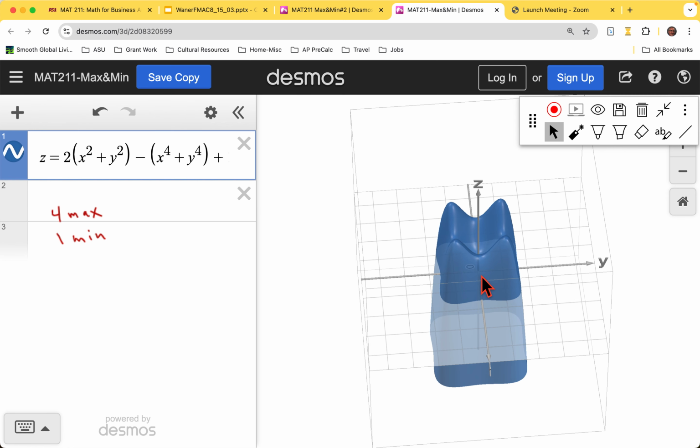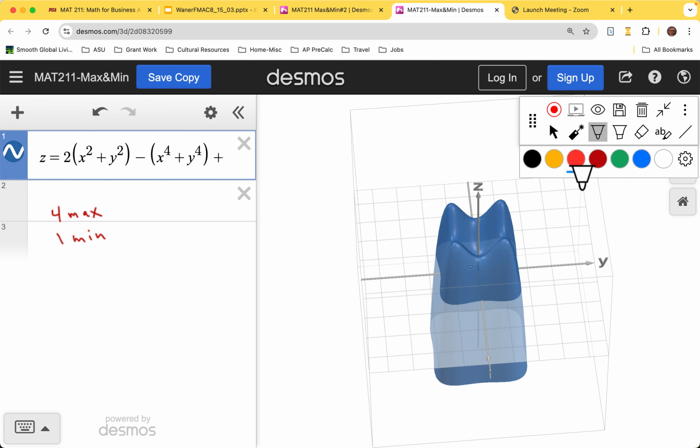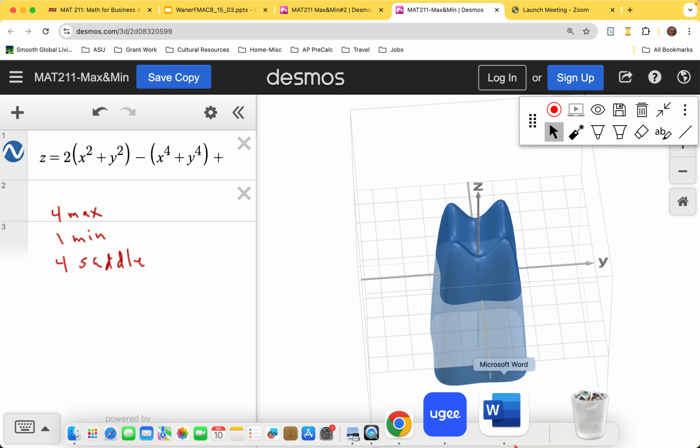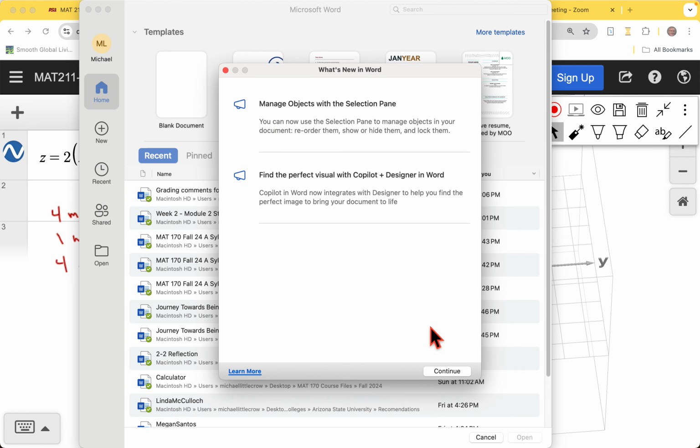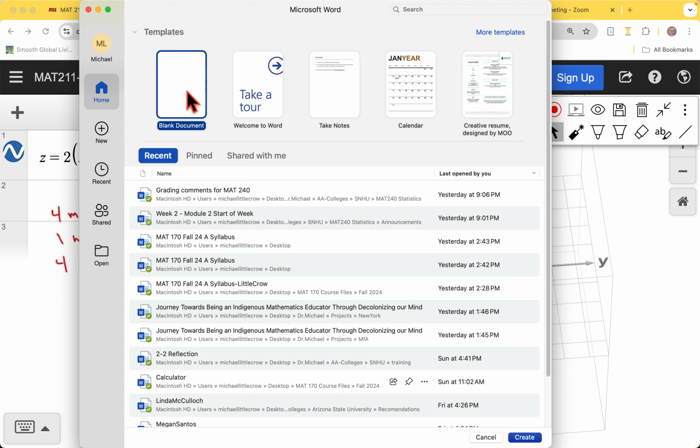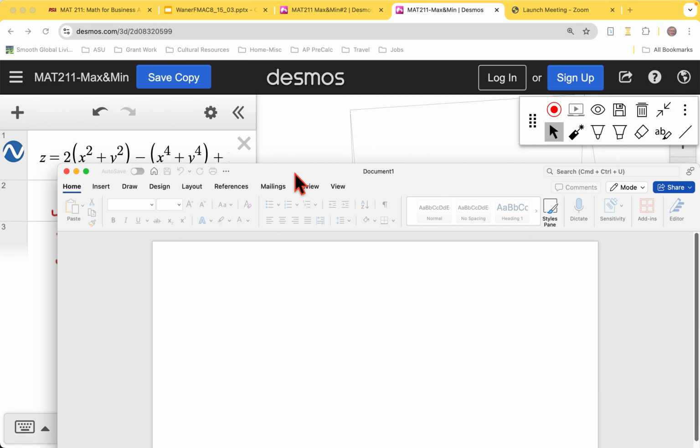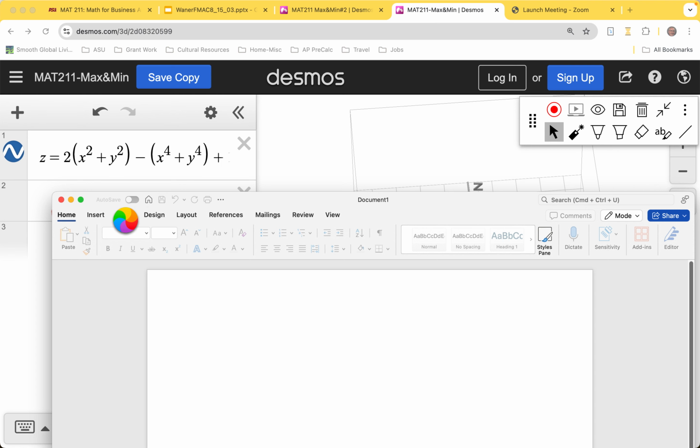But what I'm going to do is take the first partial derivatives with respect to x and y, and set those equal to 0 so we can find the critical points. Again, I can finish writing here: 4 saddle points. So from what I can see, we should have 9 critical points on this one. I'm going to use Microsoft Word and go down here. I'll just use the draw feature.